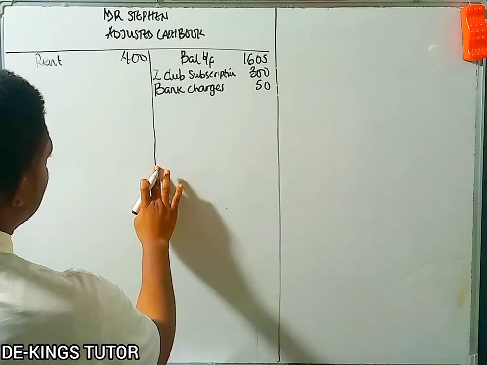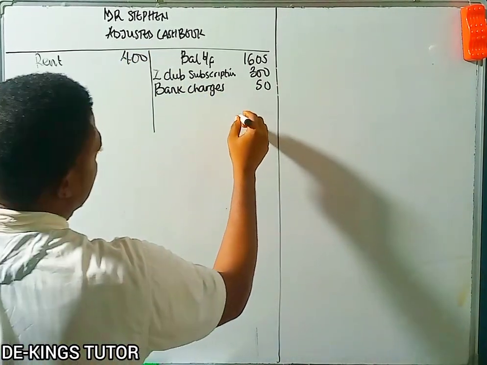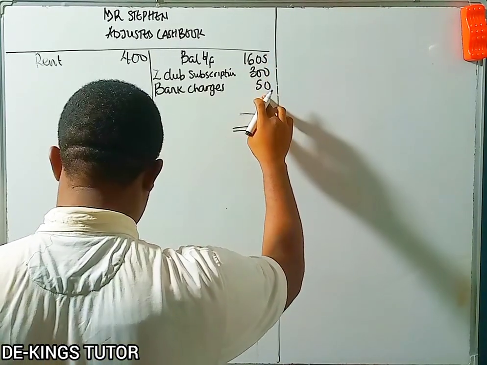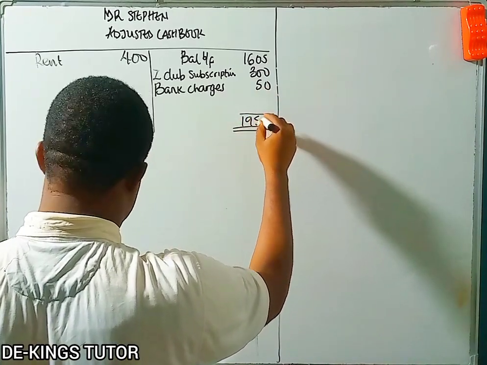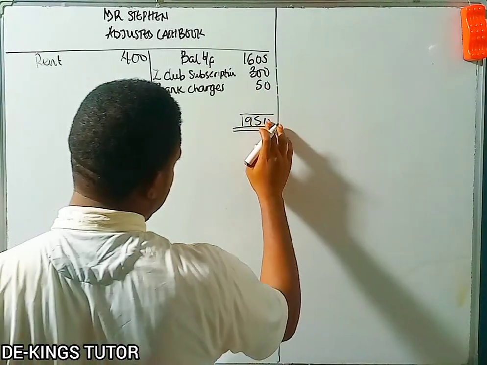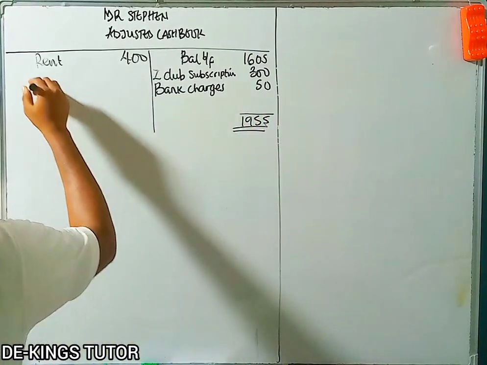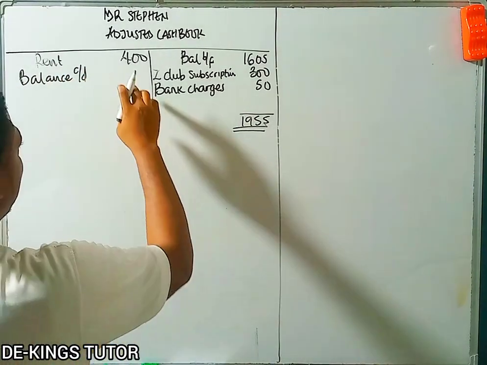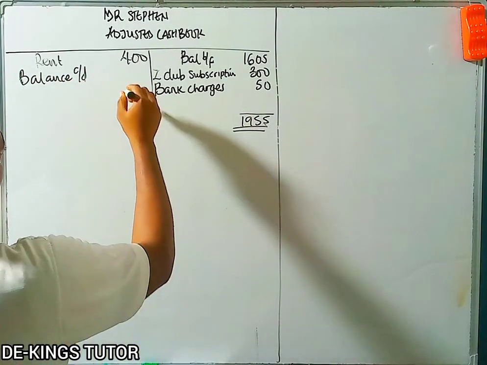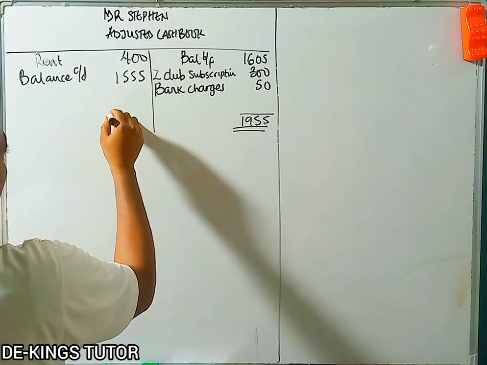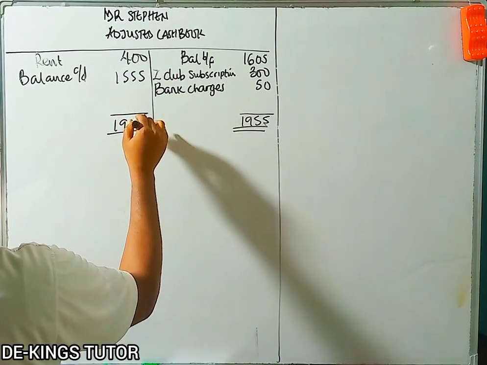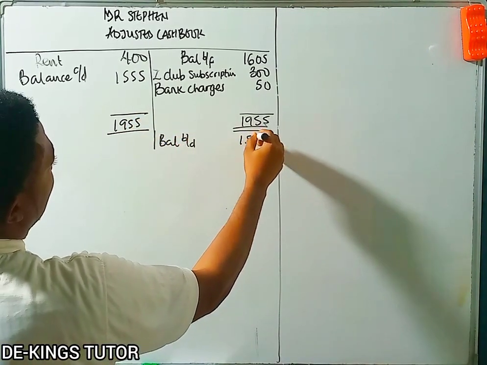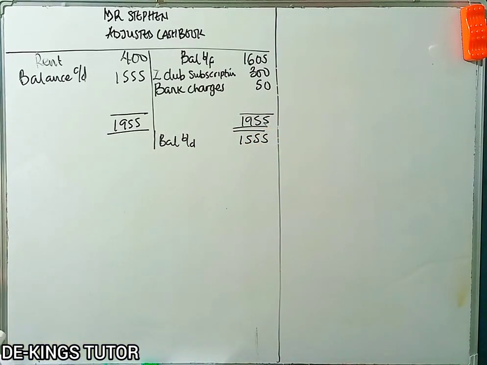So the next thing we have to do is to add up. 1605 plus 300 plus 50 will give us 1955. So we have a balance carried down. 1955 minus 400 from our calculator will give us 1555. So this will become 1955. So we now have balance brought down as 1555. Okay, so that's the adjusted cash book.